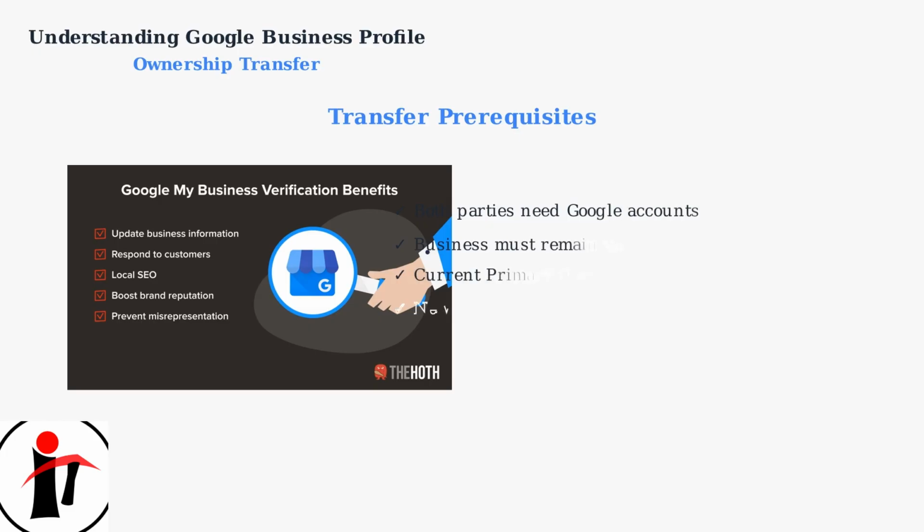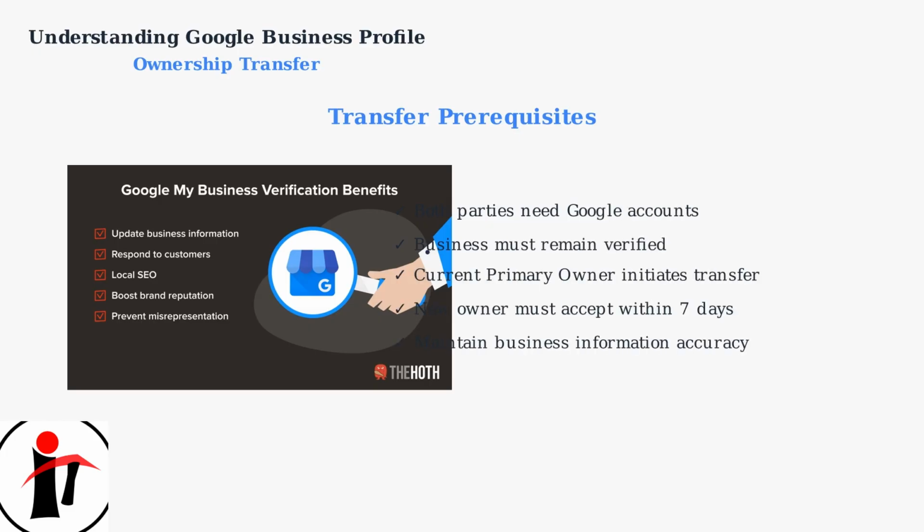Before initiating an ownership transfer, several important prerequisites must be met to ensure a successful transition. Both the current and new owner must have Google accounts. The business profile must remain verified throughout the process to avoid disruptions. Only the current primary owner can initiate the transfer, and the new owner has 7 days to accept the invitation.